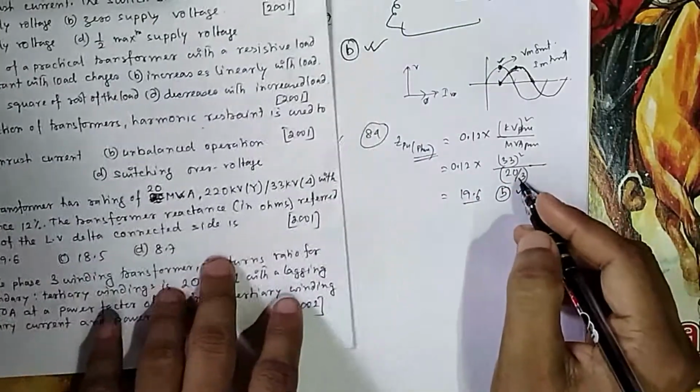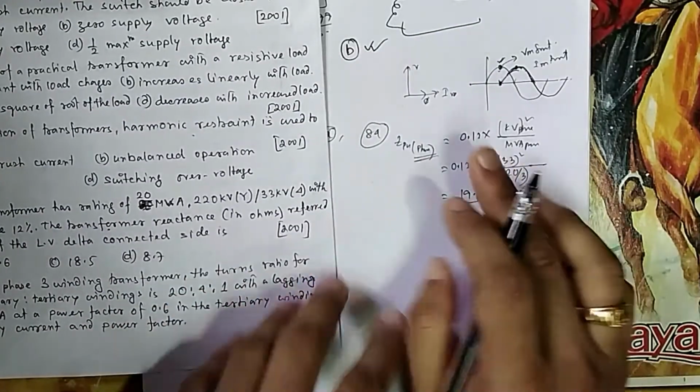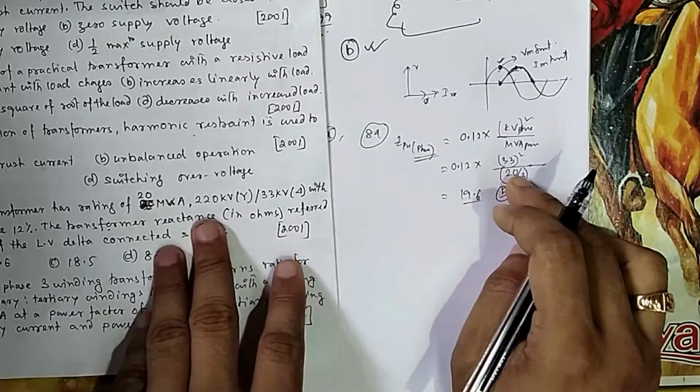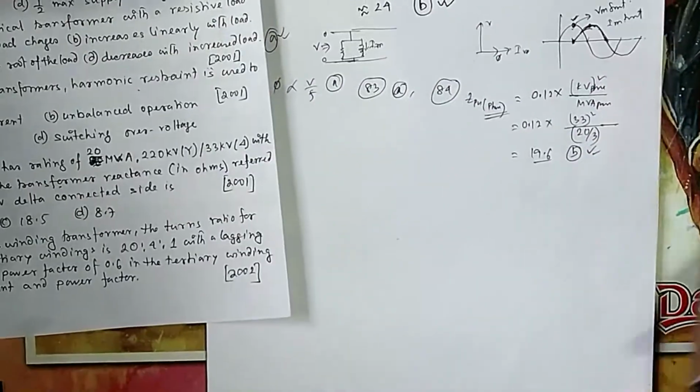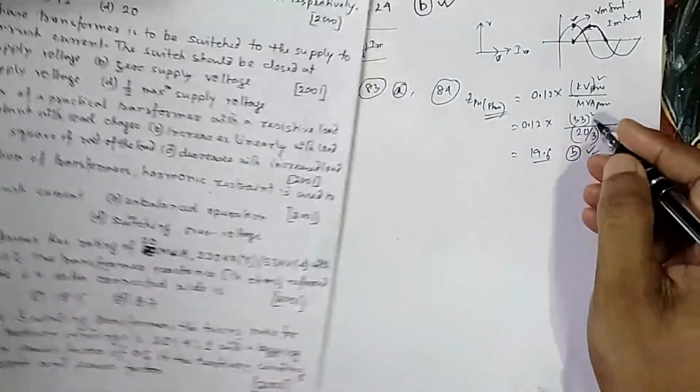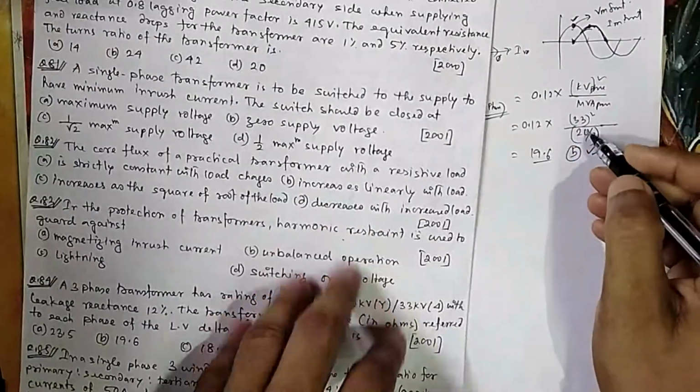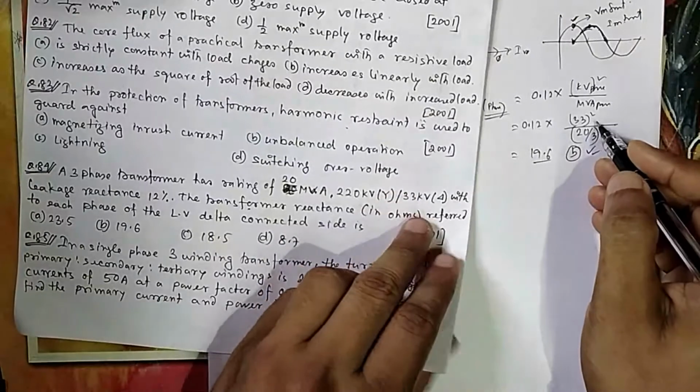So you have to be careful about per phase. If only Z per unit is asked, then we will not take per phase; we will take the overall system base as 20 and calculate the overall impedance. But if you want to calculate per phase, then you have to think per phase also. Because it is delta connected, phase voltage and line voltage are equal. That's why we have taken 33.